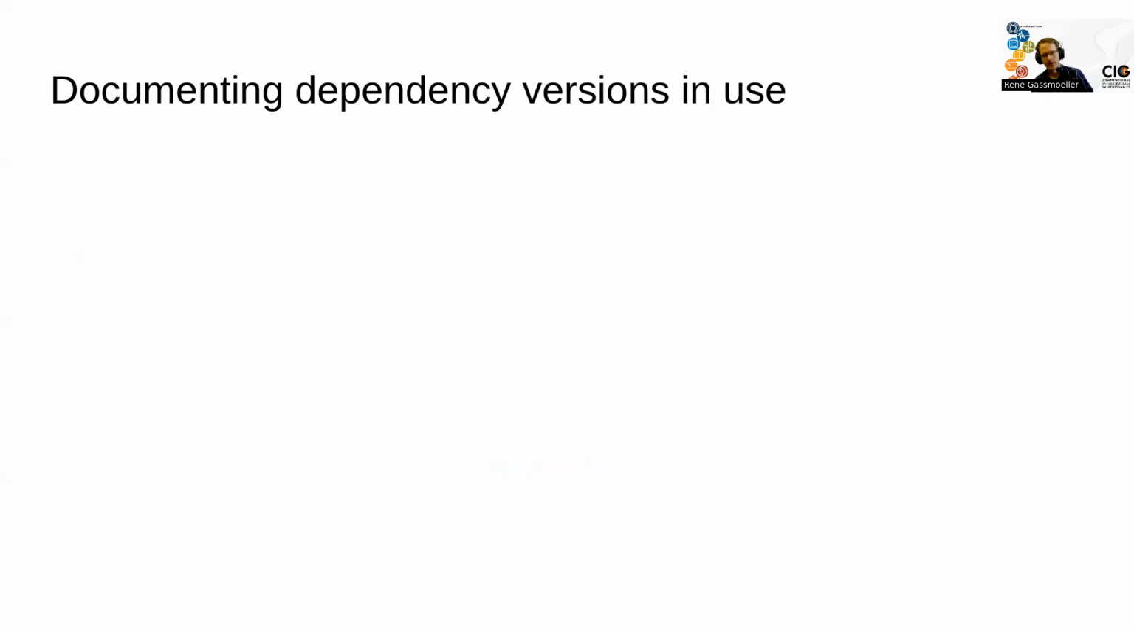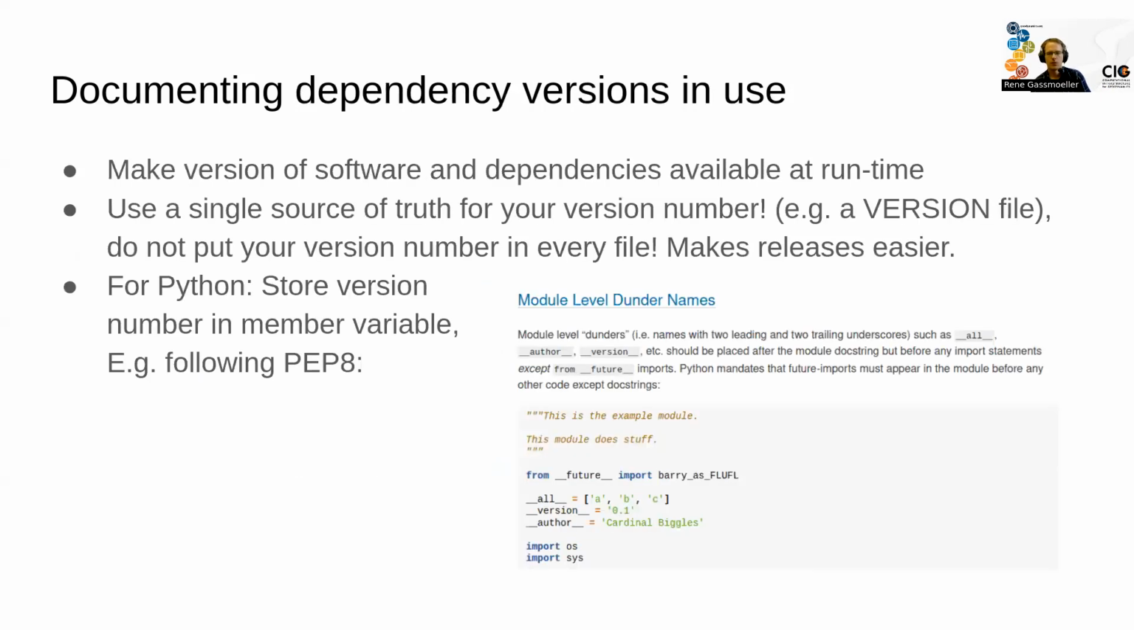To document the dependency versions that you actually use when you run the software, you need to know these versions, and that can be a bit tricky. If you have a Python software or other interpreted programming languages, it might be easier because most packages have internal member variables that just store the version. So for almost every Python package, you can just ask for the version member variable, and you will get the number of that package that was used.